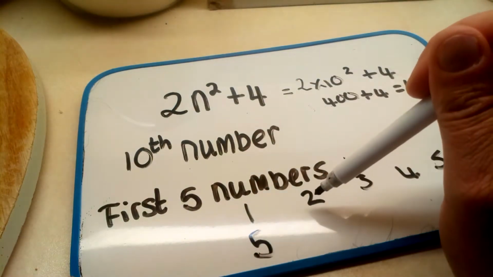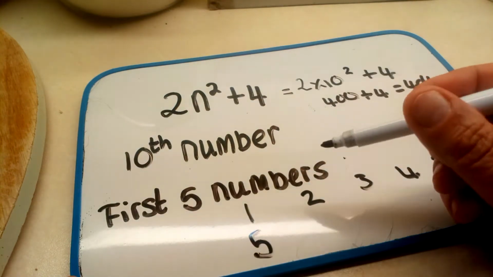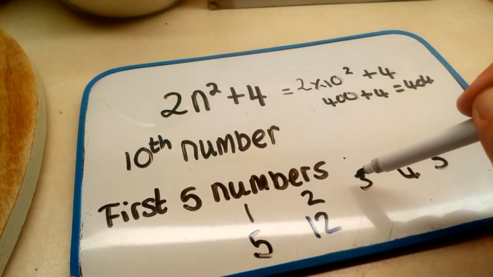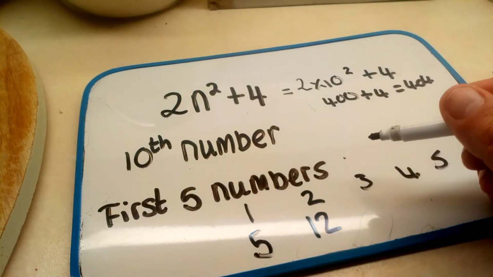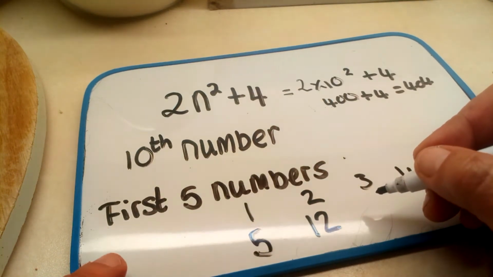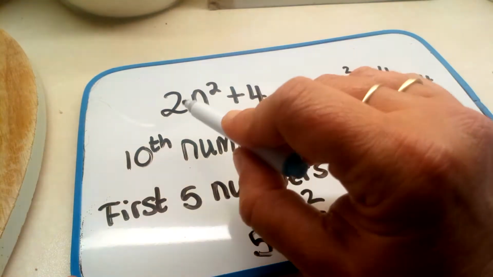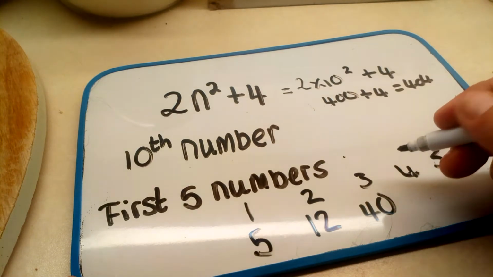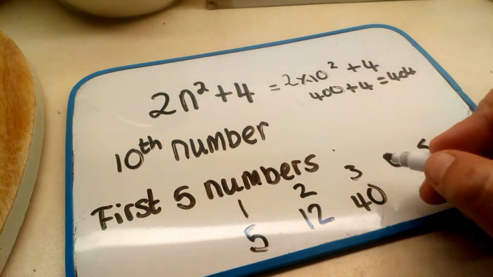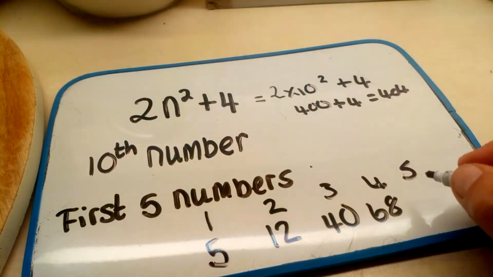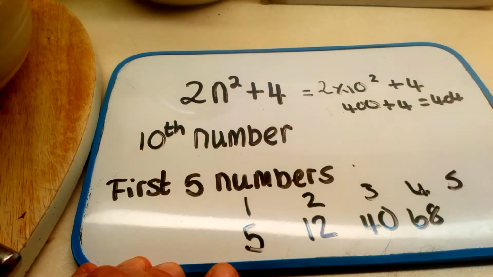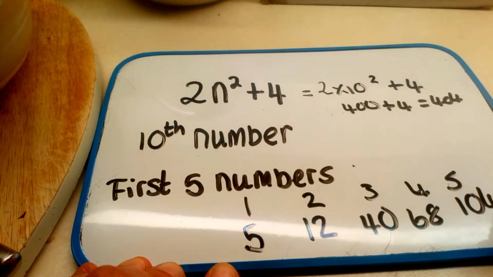2 times 2 is 4, squared is 16, plus the 4 is 20. 2 times 3 is 6, squared is 36, plus the 4 is 40. 2 times 4 is 8, 8 squared is 64, plus that 4 is 68, and then the last one, 2 times 5 is 10, 10 squared is 100, plus the 4 is 104.